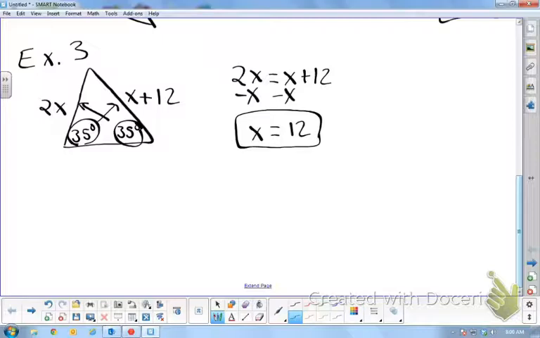So again, isosceles triangles, pretty straightforward, pretty simple. We're trying to do a short topic because tomorrow we're going to have a very, very short class time.